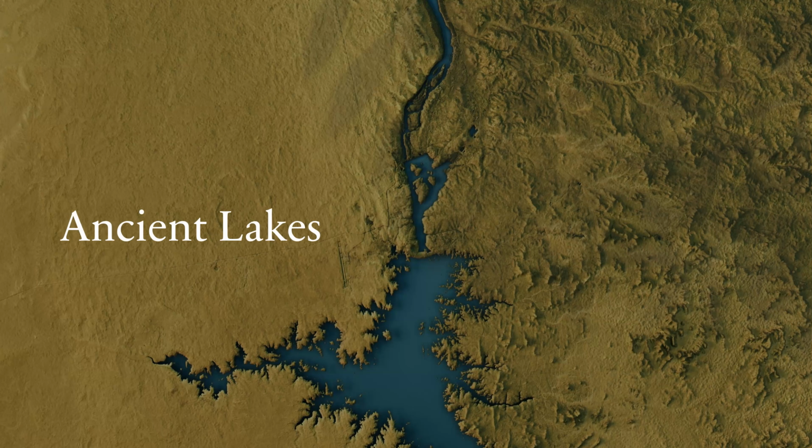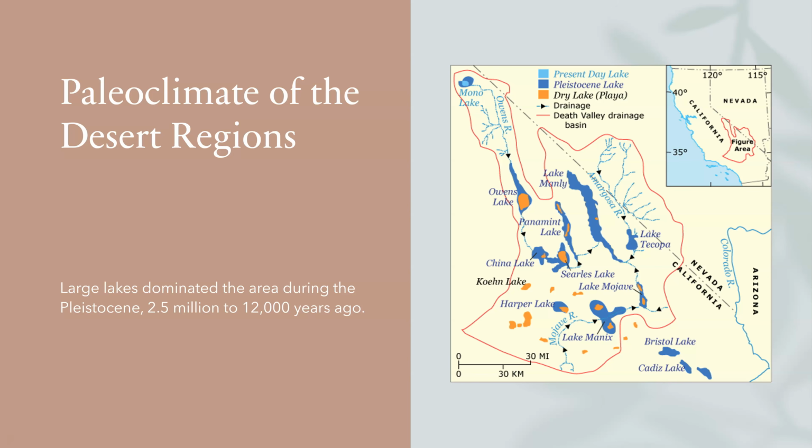All right, let's talk about ancient lakes. Lakes are huge in the desert, even though they're not really there anymore. So the paleoclimate, which would be paleo meaning ancient, and climate, obviously we're talking about long-term weather patterns, right? So in this instance, we're talking about lakes and rain patterns in these desert regions. From 2.5 million to about 12,000 years ago, huge lakes dominated these areas.